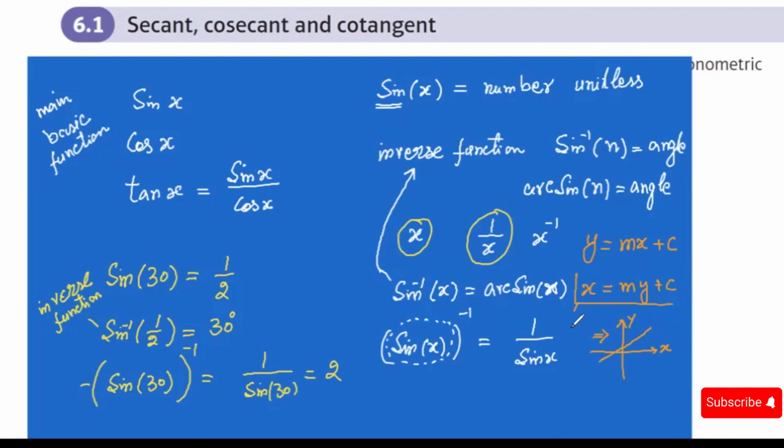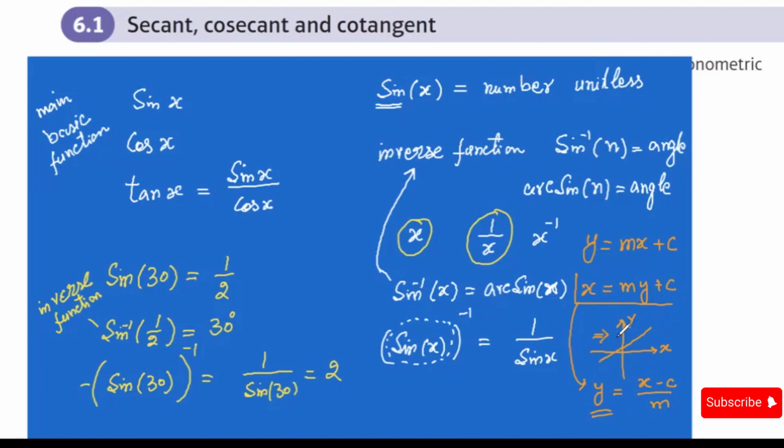Now you can rearrange it as y equal to x minus c divided by m. So this new function, y is equal to x minus c over m, is an inverse function. It means you are now looking at your function with y as the independent variable.